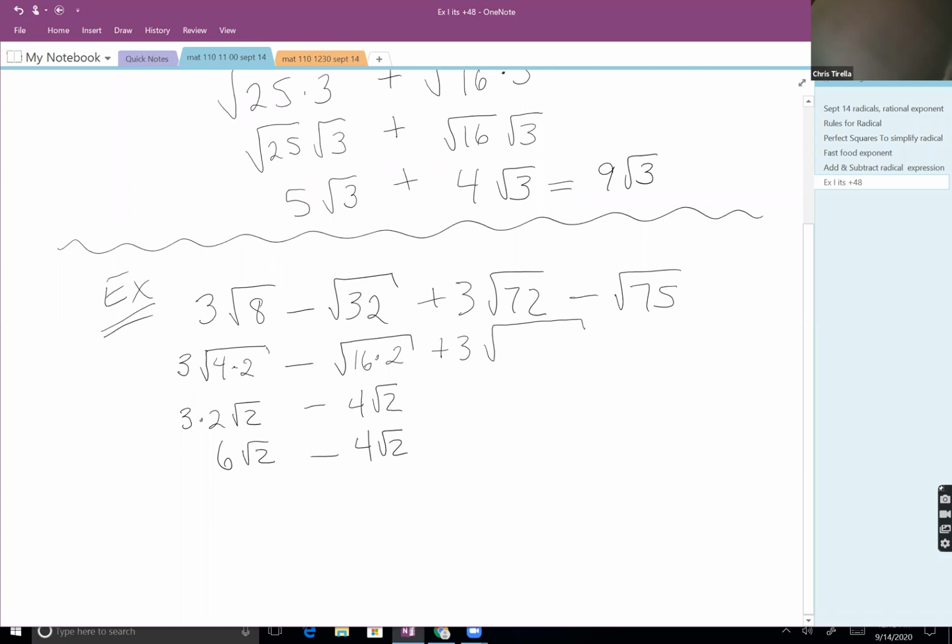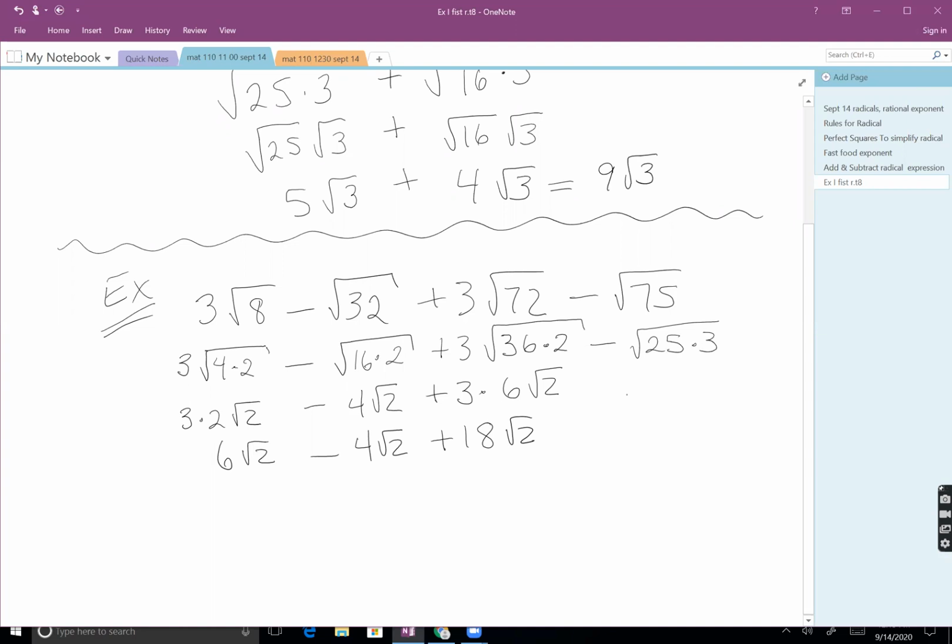Now, what goes into 72? And again, these two guys had 2. Does 2 go into 72? 36 and 2. Okay. And is 36 a perfect square? Yes. So I like it. So that's 3 times 6 times the square root of 2, or 18 square roots of 2. And how about 75? I don't think 2 goes in there. Definitely not 2. I think we just did that. 25 times 3, so that's 5 square roots of 3.